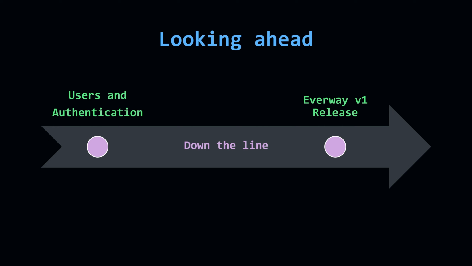Down the line, of course, is getting to Everway version 1. That down the line part, the parts in between, hasn't been figured out yet. So that will get developed later through the series, and I'll talk about it more when I get further. That is what is to look ahead on.